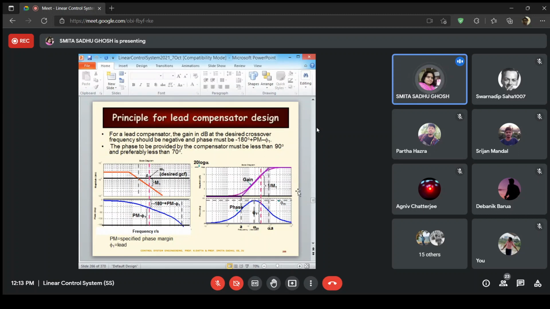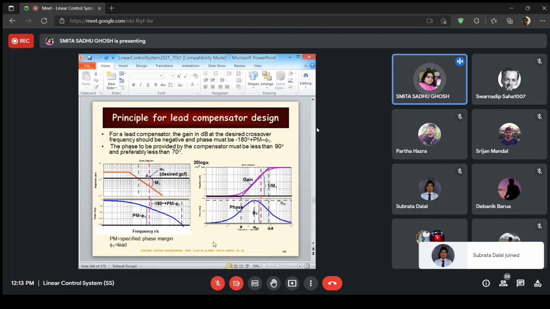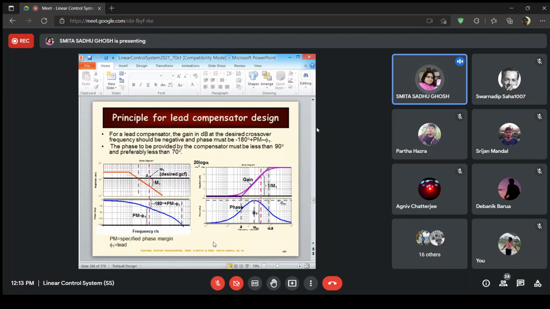So the first thing we have to do is decide on a gain crossover frequency for the compensated system. Now, why decide on the gain crossover frequency for the compensated system? Because it is at the gain crossover frequency that we actually calculate the phase margin, right?